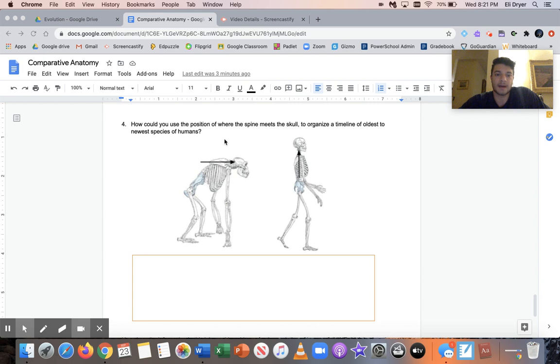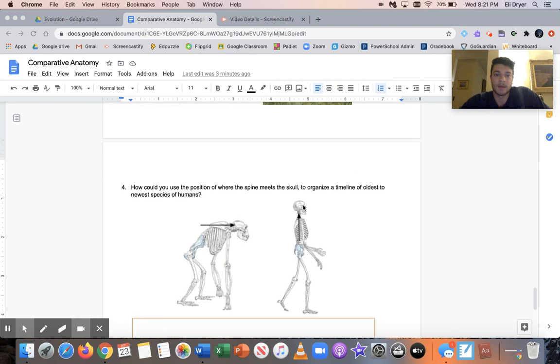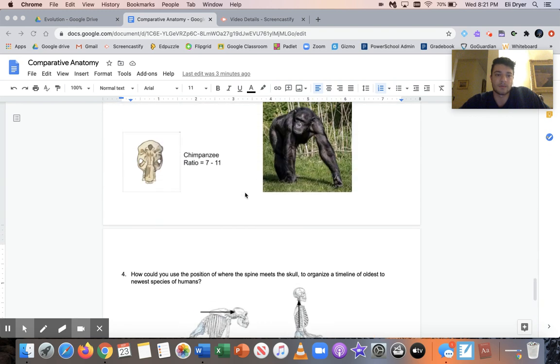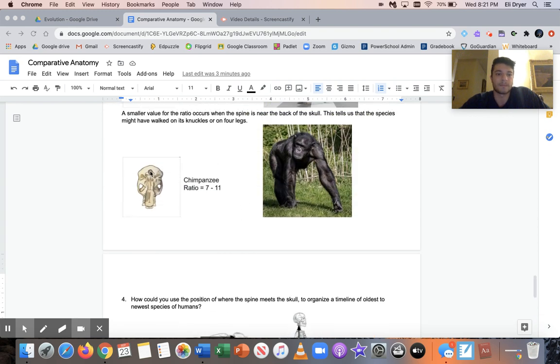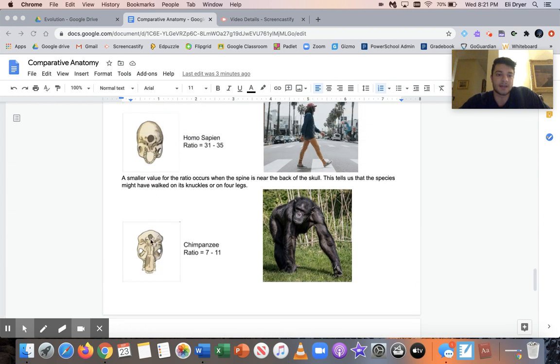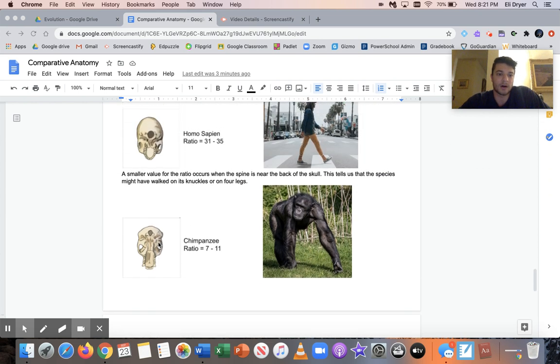Well, if we look back at our geological timeline, we see that apes, like chimpanzees, came before humans. So we already know that apes are older than the humans. And so if we look at the position of where the spine meets the skull, and we see that it's slowly but surely going from the back to the center, we can take the skulls and put them in order of, okay, where is the spine? Where is the spinal opening?